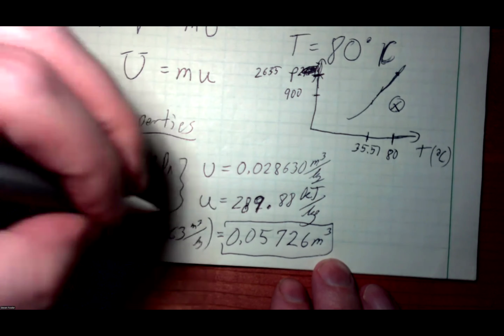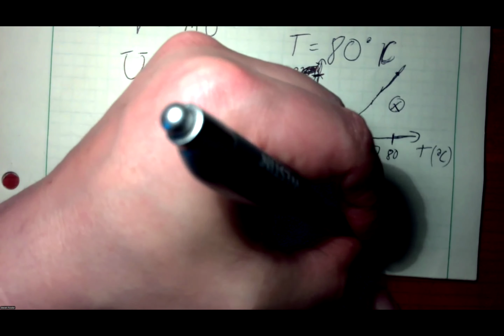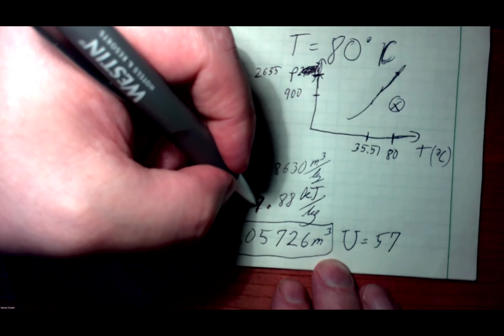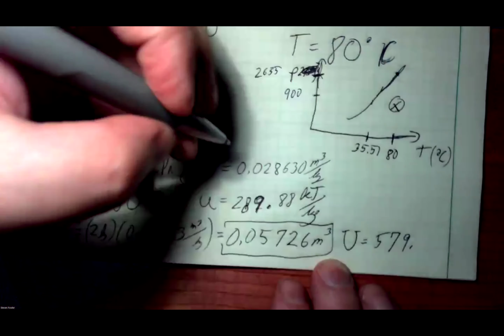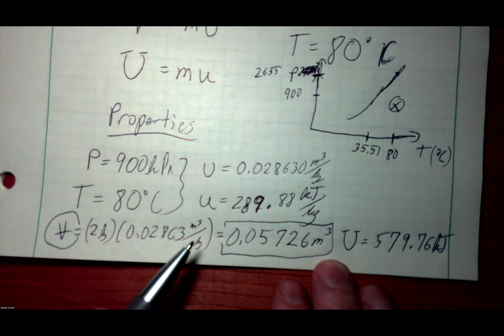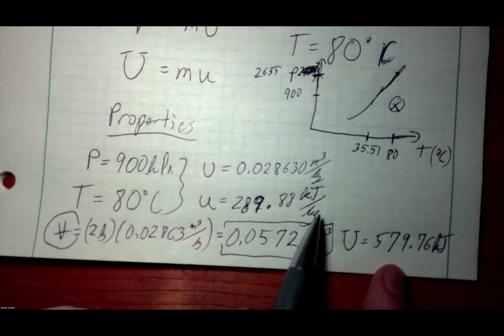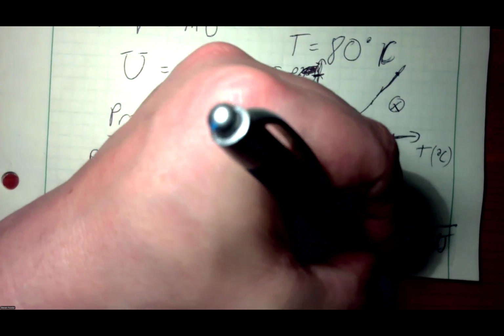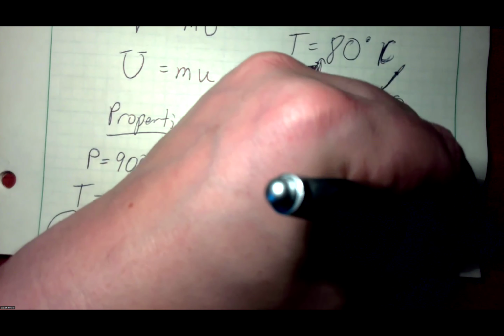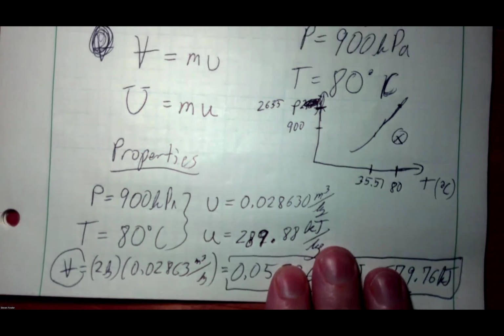That's my V. And then my total internal energy, it's going to be 2 times this guy. It's also going to be a 5. It's going to be a 7. This is going to be a 9. And this is going to be a 7, 6, I believe. Units left are kilojoules, right? Here I've got meters cubed per kilogram times kilograms, that just leaves meters cubed. Same thing here. I've got kilojoules per kilogram times the 2 kilograms up above. That's just going to leave me with kilojoules. There we are. Those are our answers.